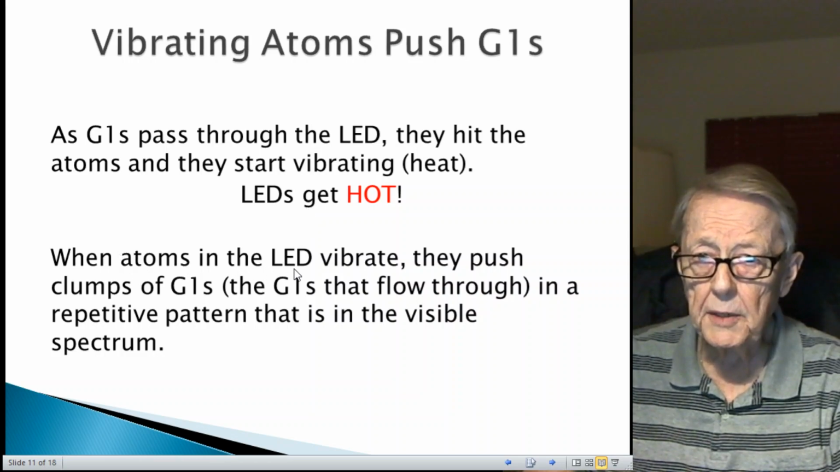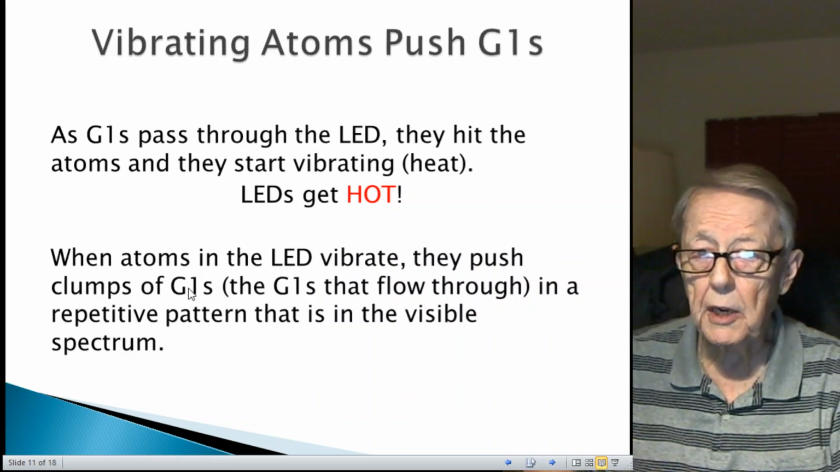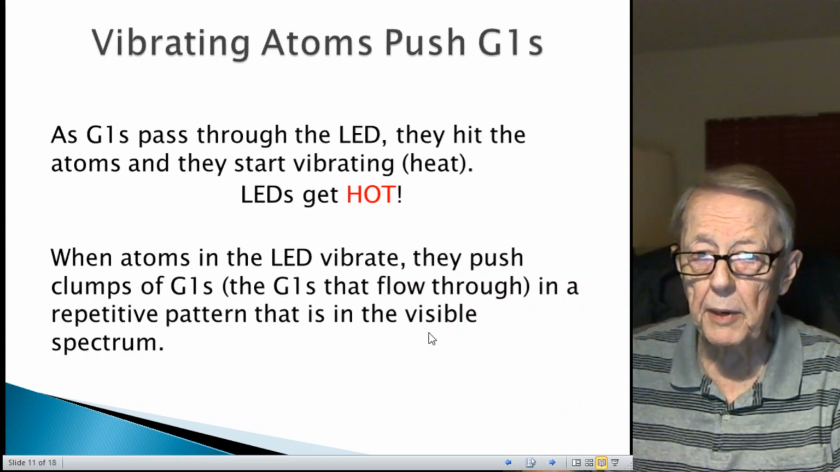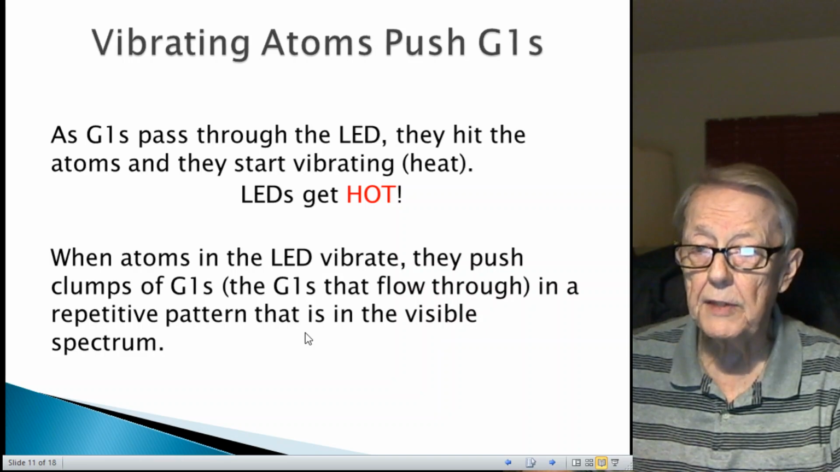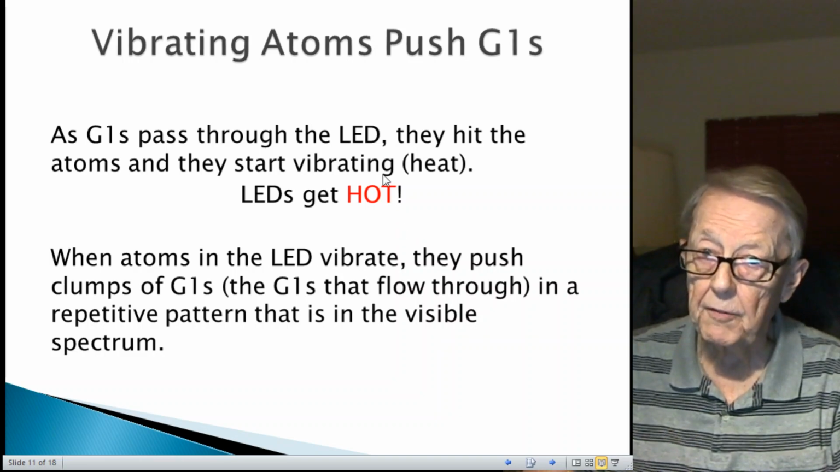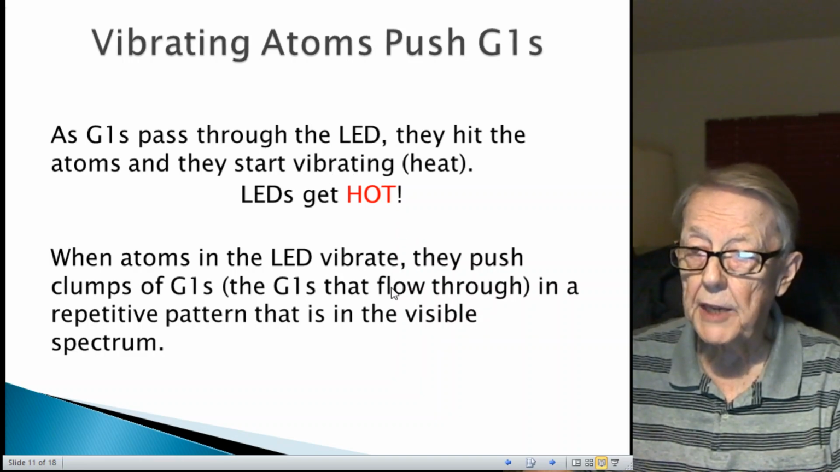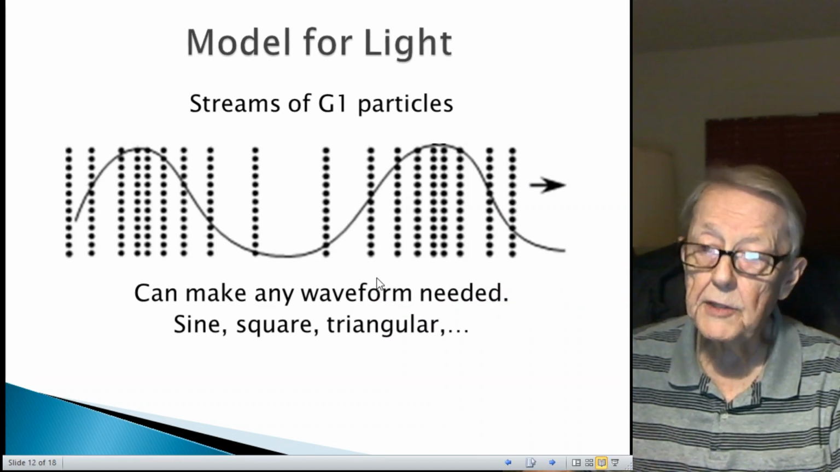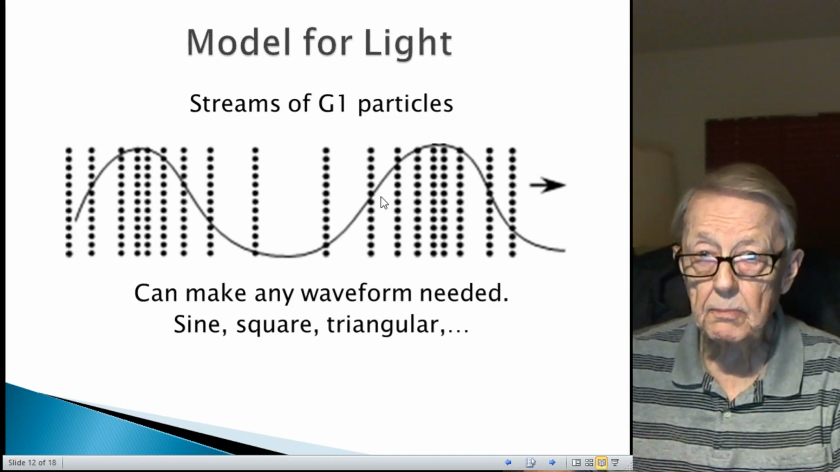When the atoms in the LED vibrate, they push clumps of G1s, the G1s that flow through in a repetitive pattern that is in the visible spectrum. They have to vibrate at the same rate. If you want, for example, a red LED, it's got to vibrate that way.